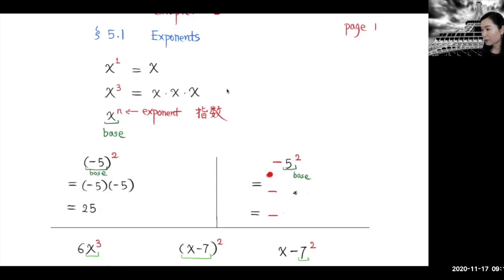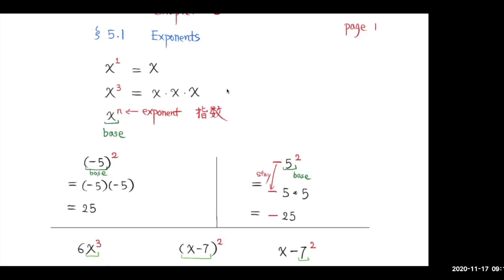Okay. Now, what about this one over here? This one here has no parentheses. If there are no parentheses, then the exponent only applies to this number 5. It doesn't apply to this negative sign, so the negative sign is going to stay right here. And then you're going to multiply the 5. So the result here will be -25. You see the difference between this one and this one. This one has parentheses, this one doesn't. So the bases are different.